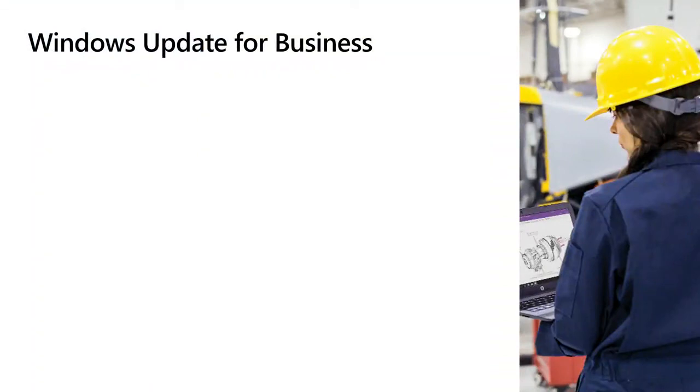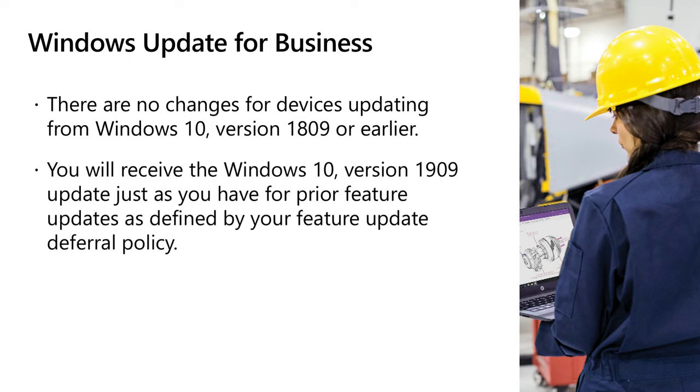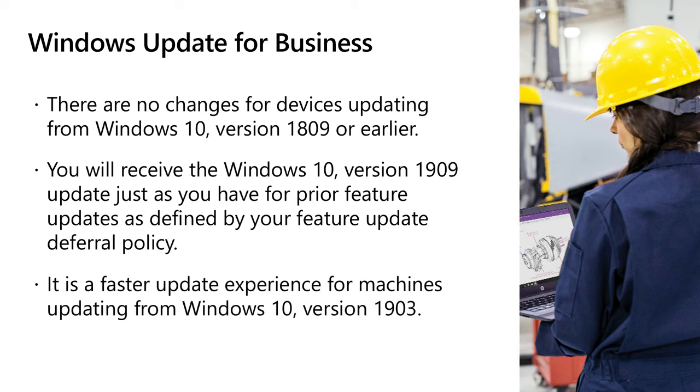Let's head over to Windows Update for Business land. If you are a Microsoft managed enterprise via Windows Update for Business, highlighting the same message, there are really no changes if you are upgrading from 1809 to 1909. Whatever you have been doing, you will continue to do. You'll continue to use the deferral policies as you have been using all along to upgrade to Windows 10 version 1909. But if you are upgrading from 1903, it's a much faster experience.